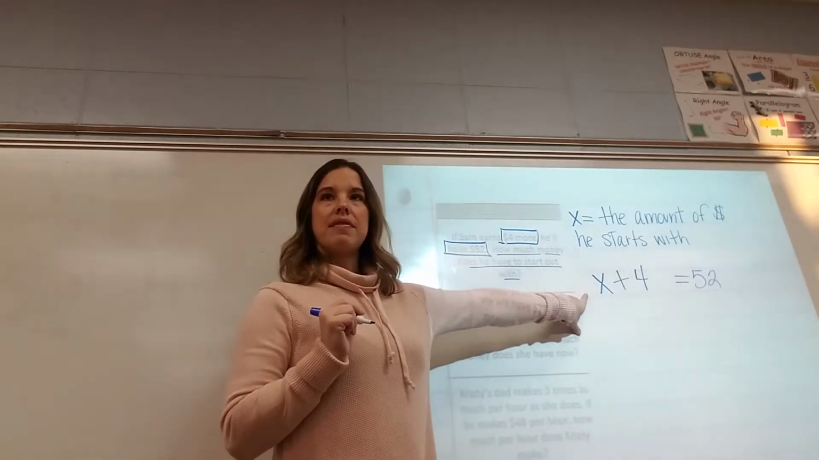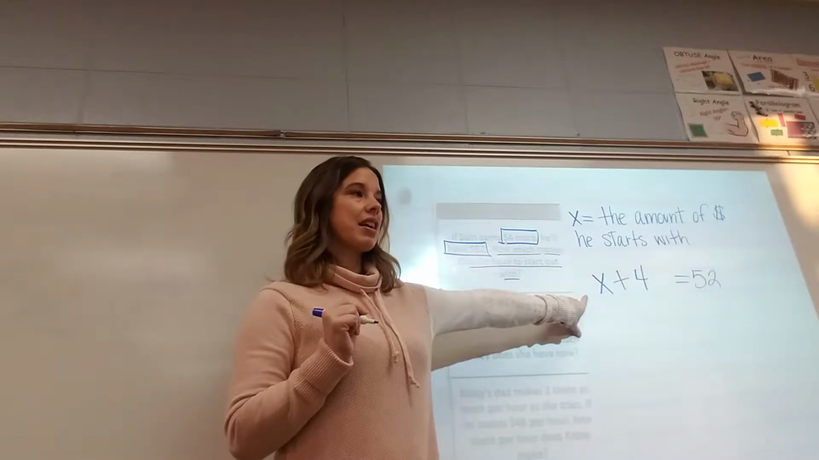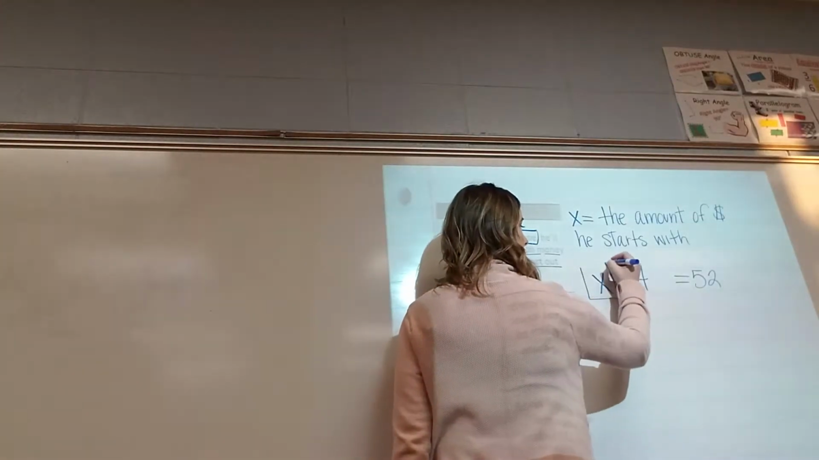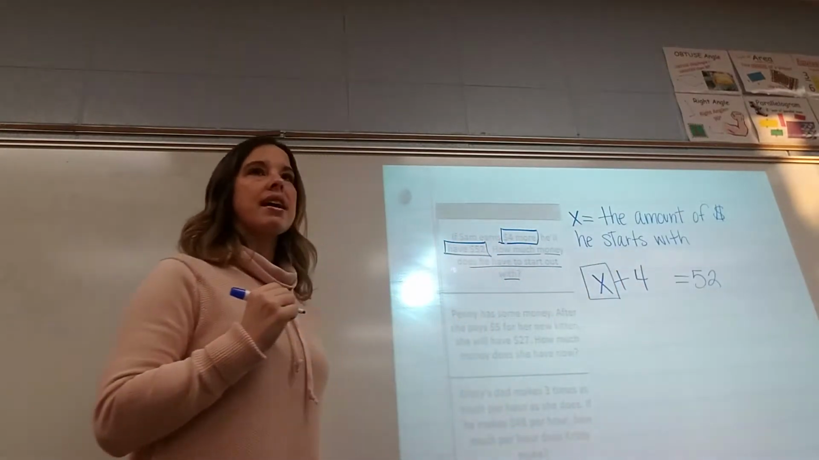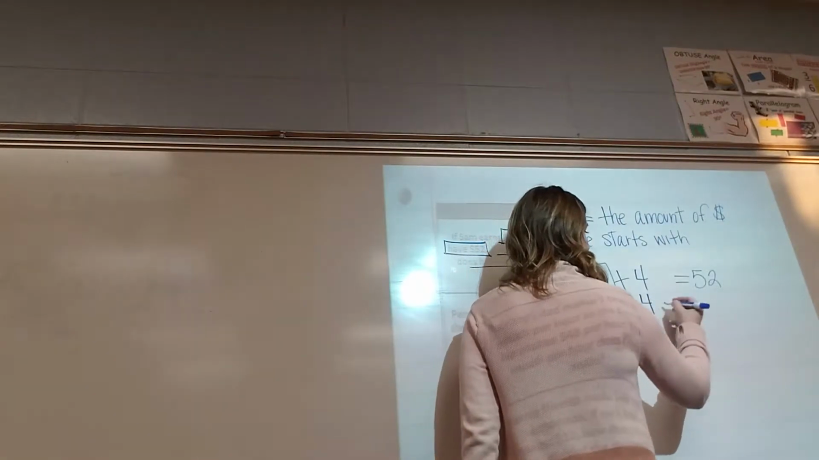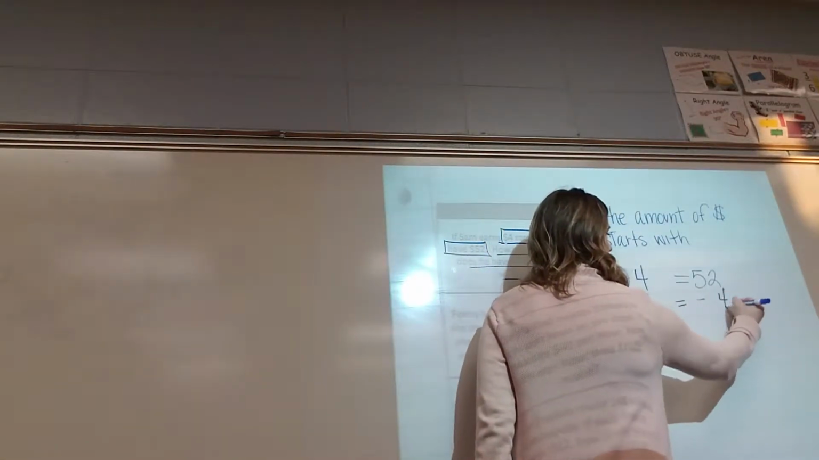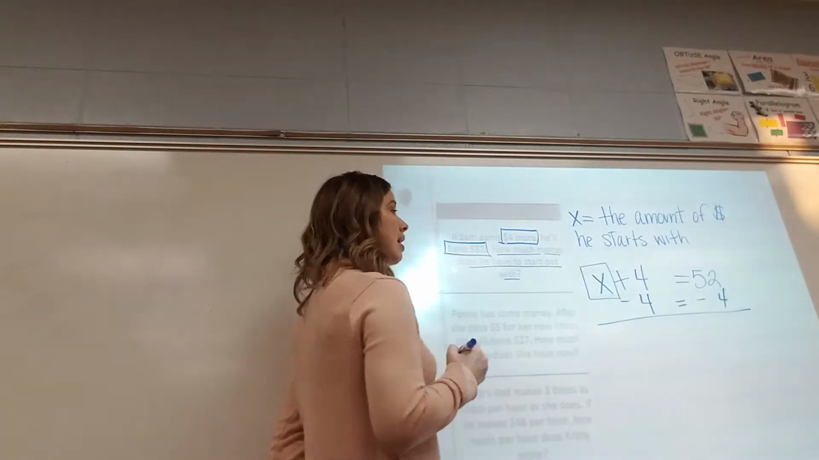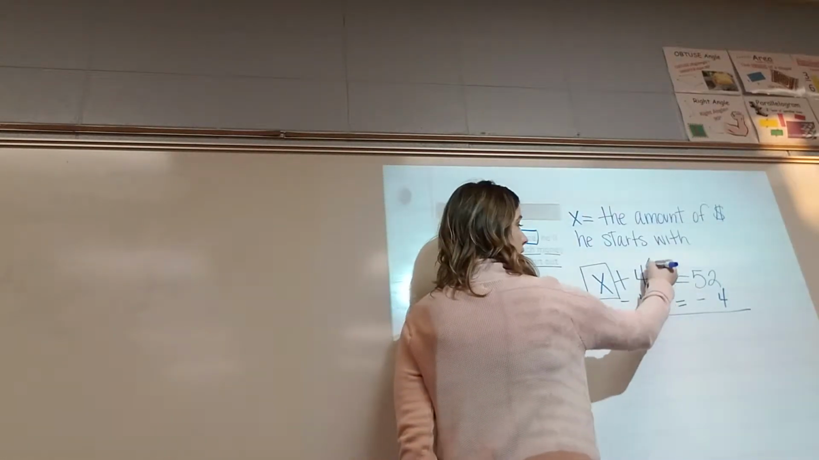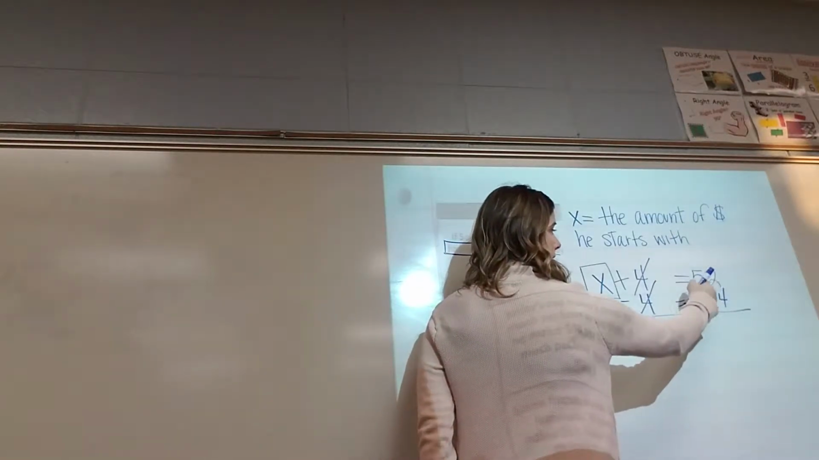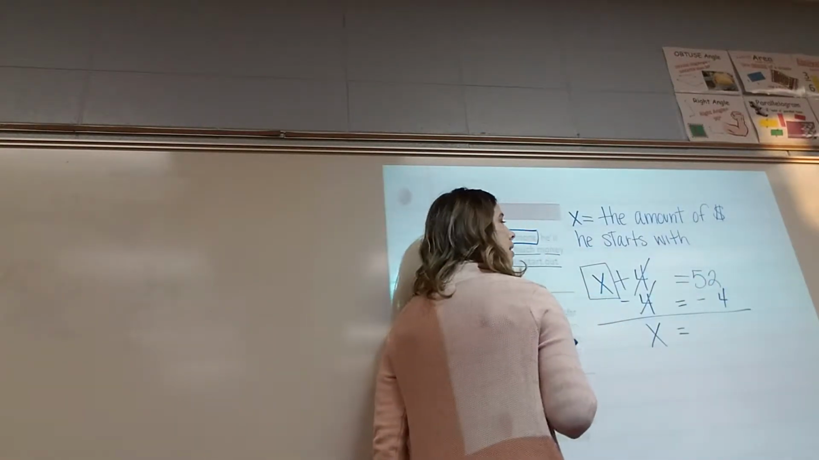What's our goal when we solve this? Isolate our variable. So if we go ahead and solve it, we've got to isolate our variable. What do we do to both sides? Subtract 4. Good, Kira. So, subtract 4, subtract 4. Now, 4 minus 4, those are going to cancel each other out, so I'm left with x on this side. And what's 52 minus 4? 48.